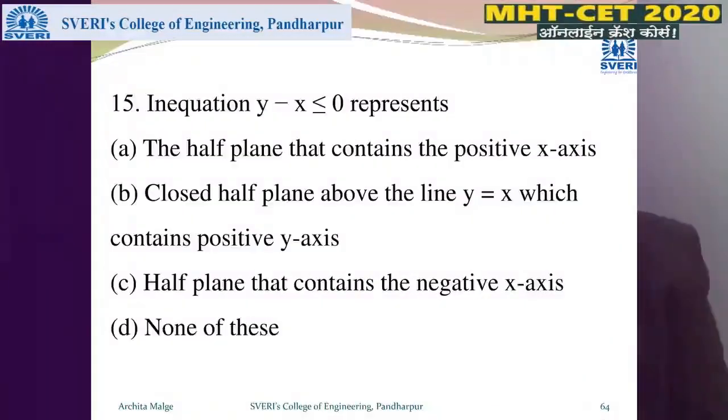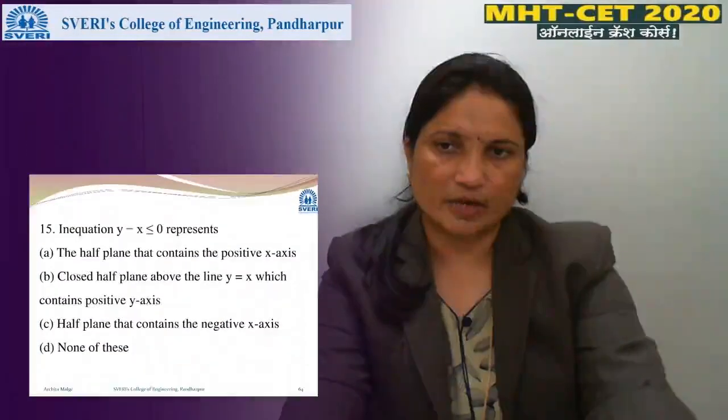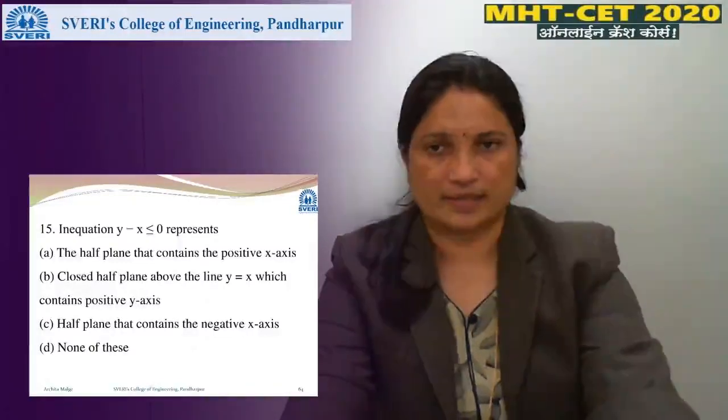Next example, the inequation y minus x is less than or equal to 0 represents: the half plane that contains the positive x-axis, closed half plane above the line y is equal to x which contains positive y-axis, third, half plane that contains the negative x-axis, and last option is none of these. So here option A will be the correct option by using that y minus x is less than or equal to 0. So here it is the half plane that contains the positive x-axis.